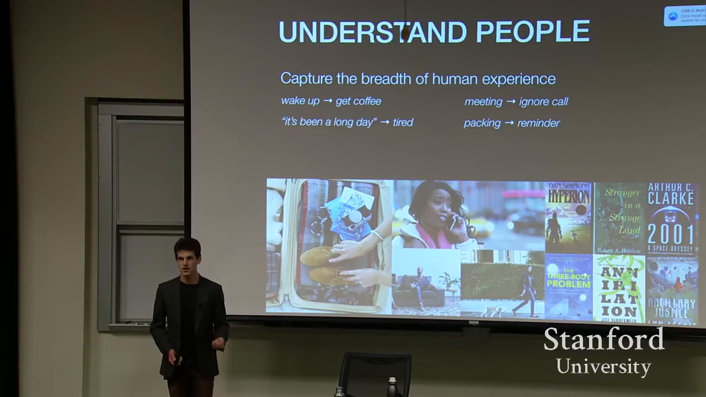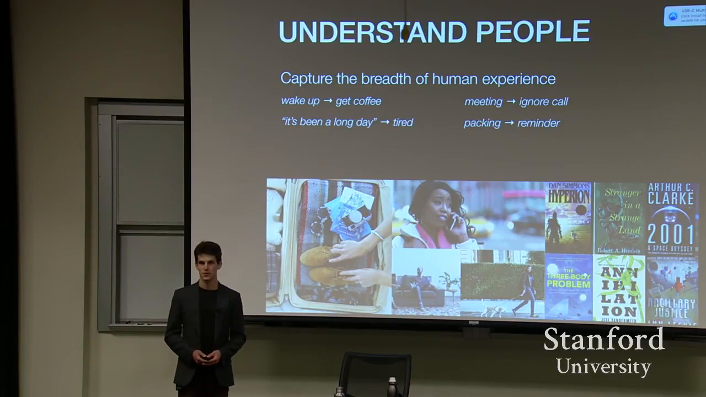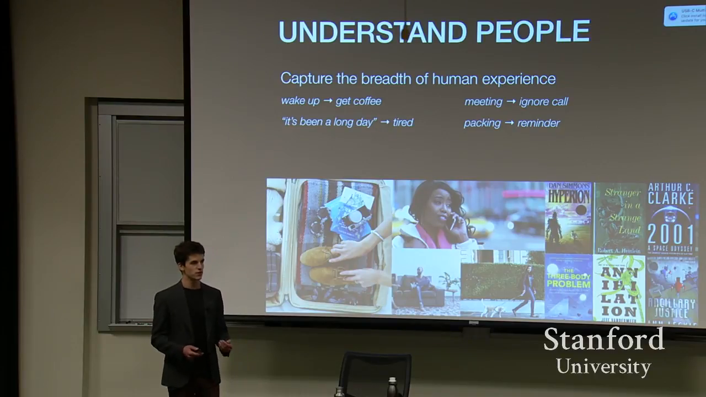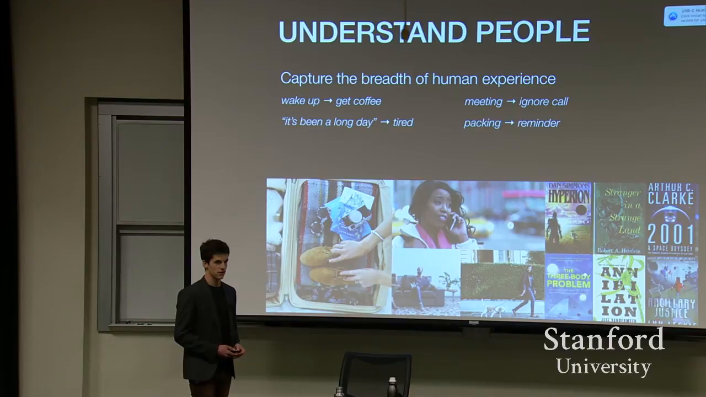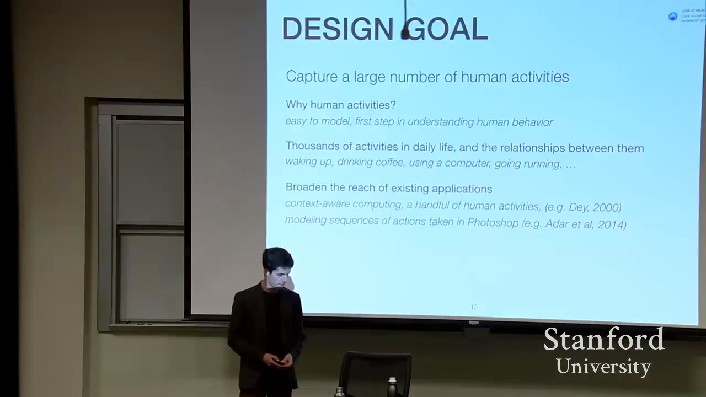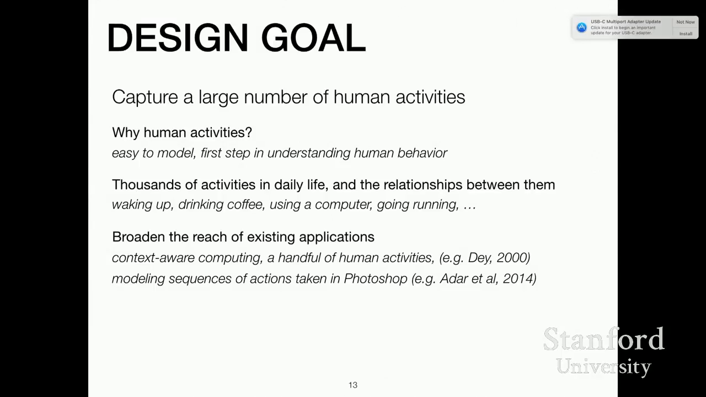So what I'd like to suggest in this talk is that to really make progress on these visions proposed by Weiser and others, what we need are systems that much more deeply understand people, systems that really capture the breadth of human experience. Just to make this design goal a bit more explicit, what I'm really talking about are systems that capture an enormous number of human activities. There are thousands of activities that occur in daily life, things like waking up, drinking coffee, using a computer, going running. Imagine anything you do in the course of a day. We want systems that understand each of those things.